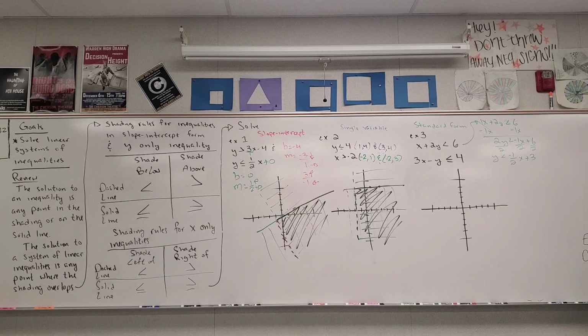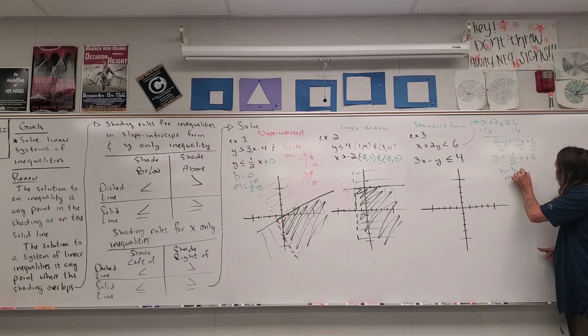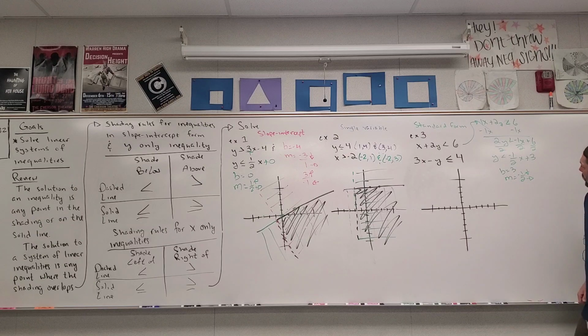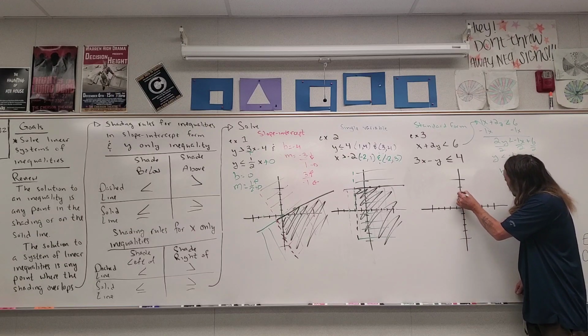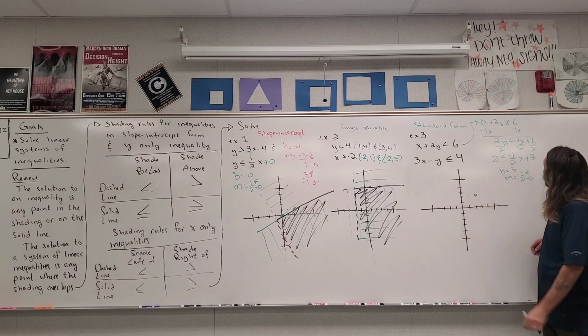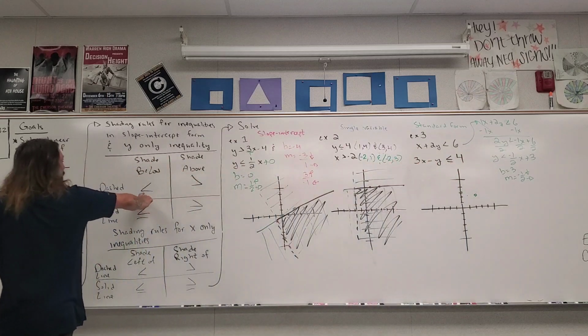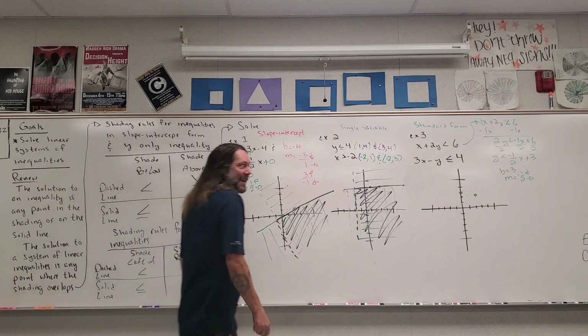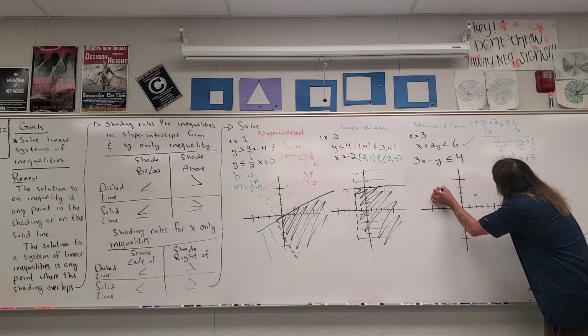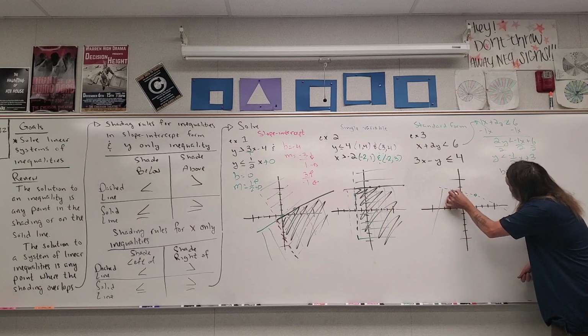Okay, my b on this problem is 3. My m is negative 1 over 2, so I'm going to rise down and I'm going to run to the right. So I begin at 3, 1, 2, 3. I rise down 1 and I run 2 to the right. Let's look at what this says about that symbol. I'm going to shade below and my line is dashed. I'm going to shade below.